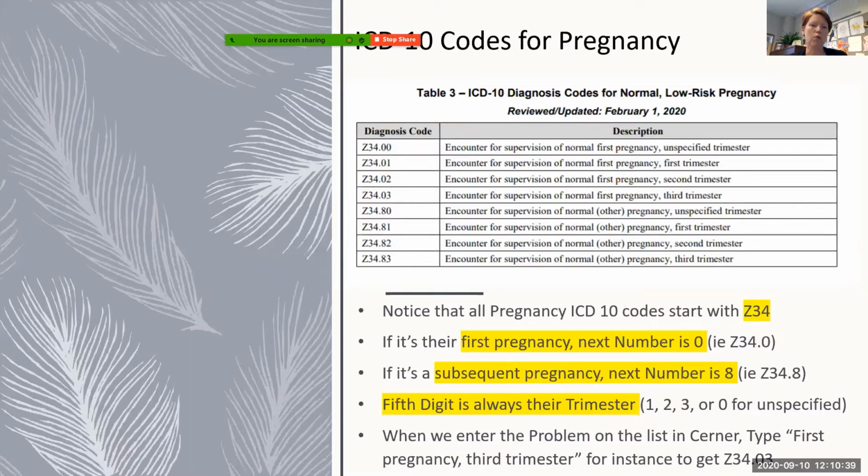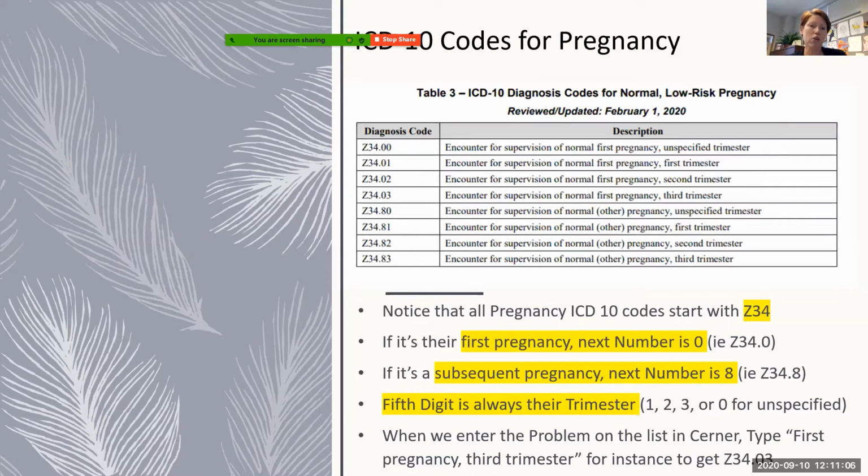So for example, a first pregnancy in their 3rd trimester would be a Z34.03. I started to try to do that in my notes, using those codes appropriately in my notes, but also using that when I'm writing on my super bill. And once you get the terminology or the little pattern, it's not super hard.